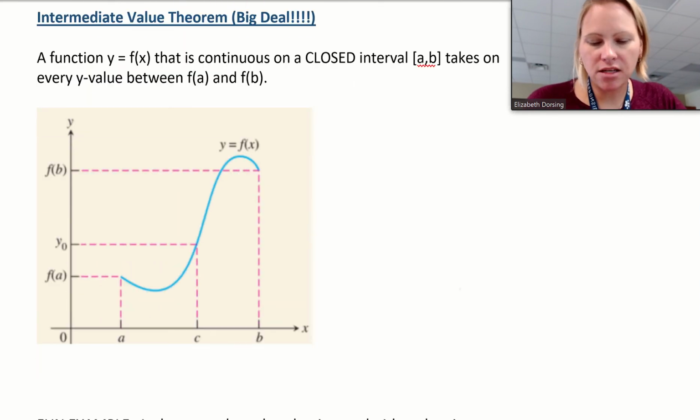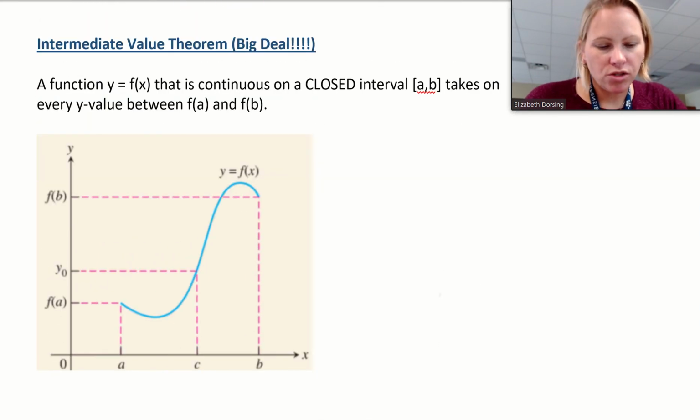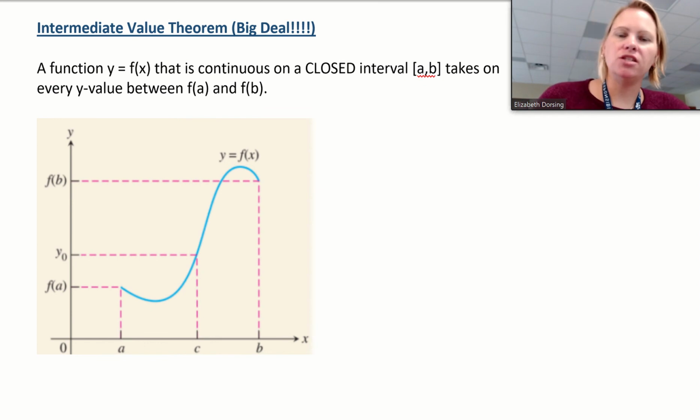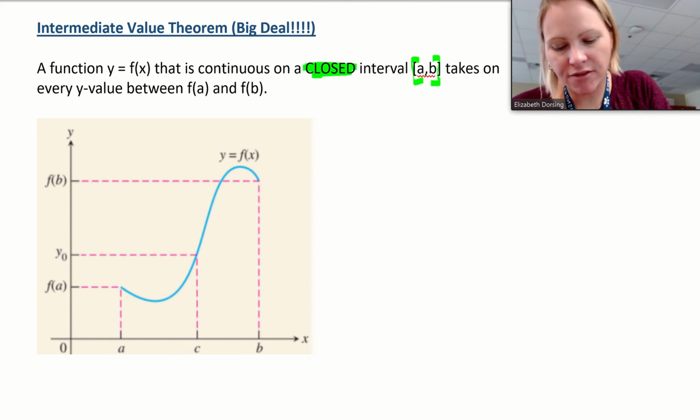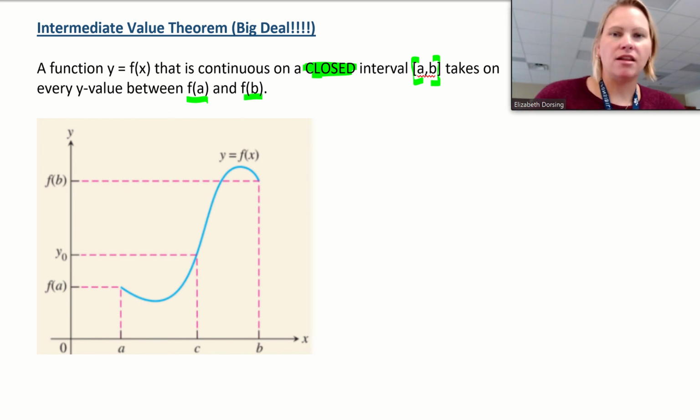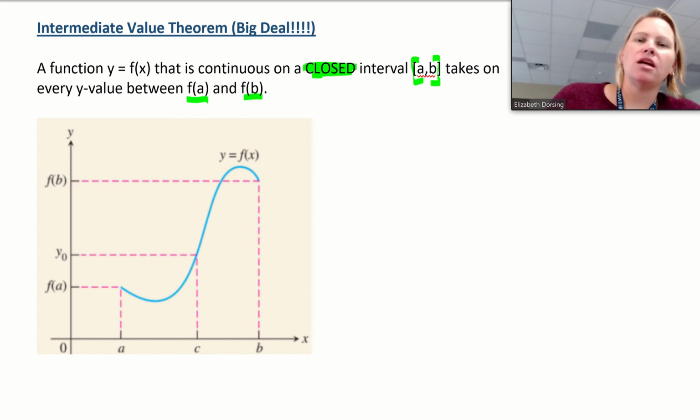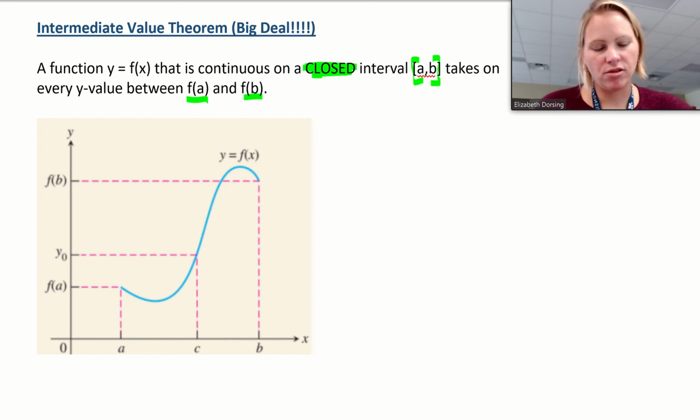And this is a really big deal. So what I want you to do is make sure that you copy it down. And if you need to pause it to get it all copied down, go for it. But notice that this says a function that is continuous on a closed interval takes on every value between f of a and f of b. That's your intermediate value theorem. And the way you're going to be asked about it on the AP exam is similar to the questions we established this theorem with.